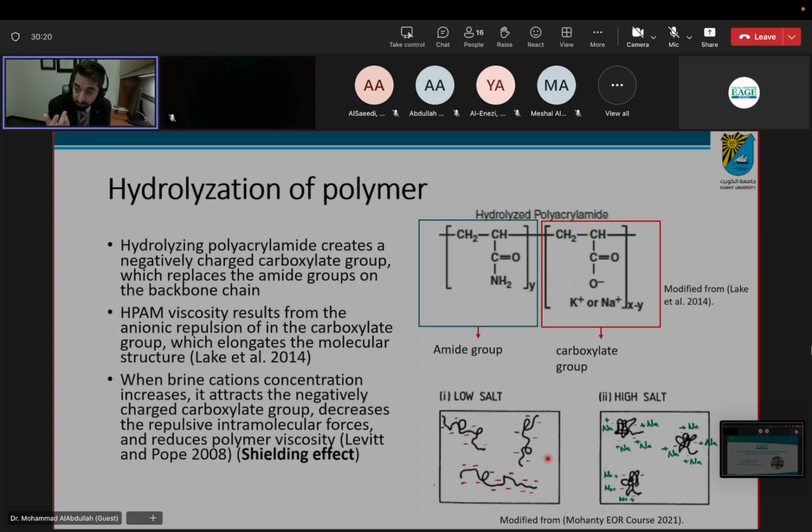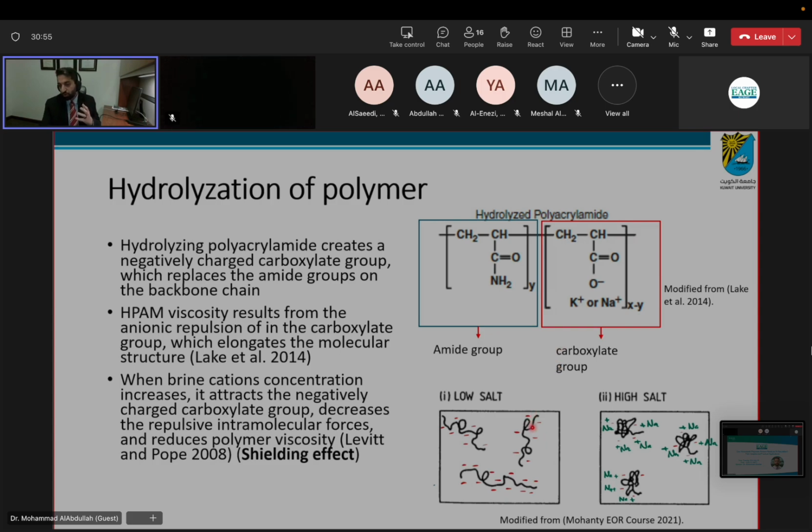So the other question: how would polymer increase the viscosity? What really happened in the structure of the polymer that gives you that viscosity? Usually, in simple terms, there are two groups in terms of chemical structure, the amide group and the carboxylated group. Usually, carboxylated groups come from the amide groups. And in the carboxylated group, there is a negative charge on the oxygen that we're seeing here.